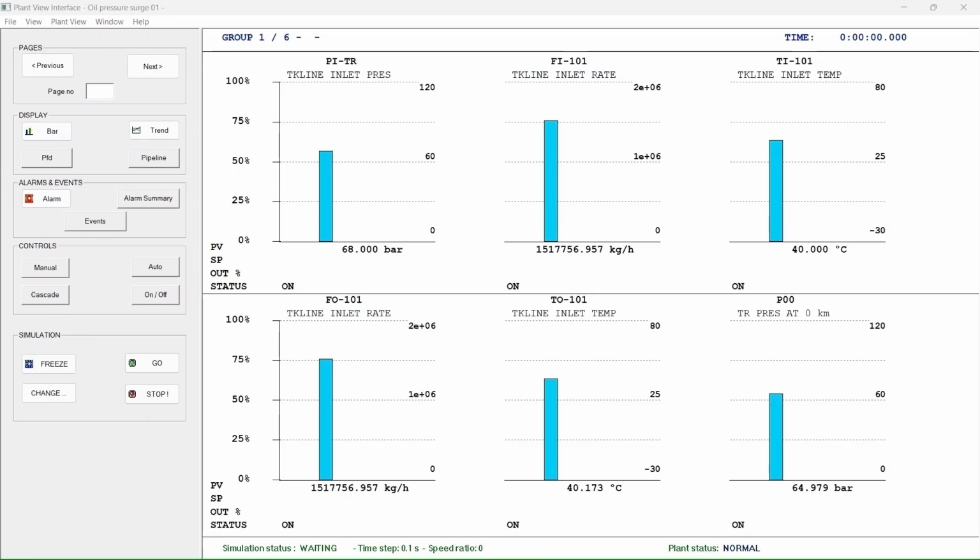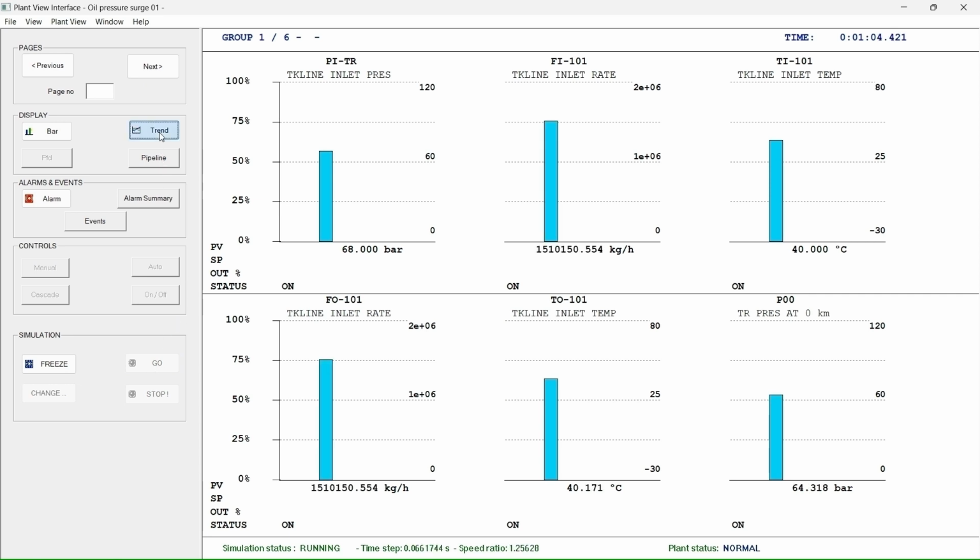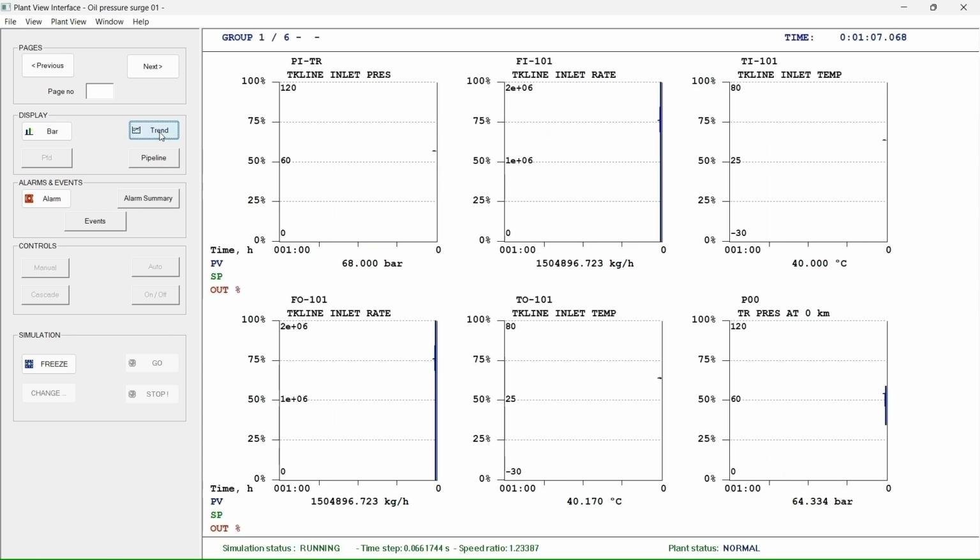The dynamic simulation is started and the plant view interface is created. The calculation stops after the initialization is completed, and after the first integration step. As the calculation goes on, the user can browse instrument values either in the bar or trend views.